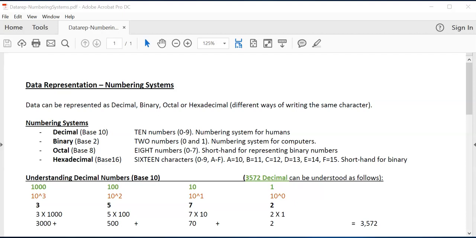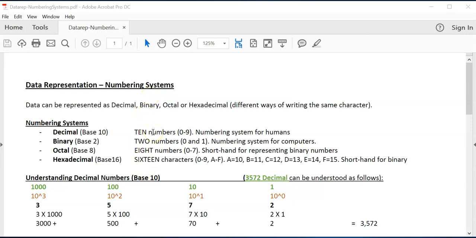Hi, today we're going to talk about data representation and numbering systems. So what we're saying is we can actually take any character and we can represent it in multiple ways. We can represent it in decimal system, binary, octal, or hexadecimal. So these are the four different what we're calling numbering systems. And let's understand how these work.